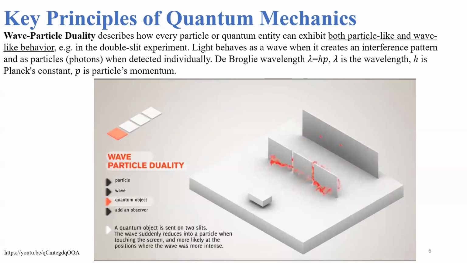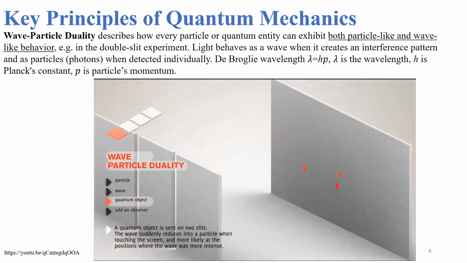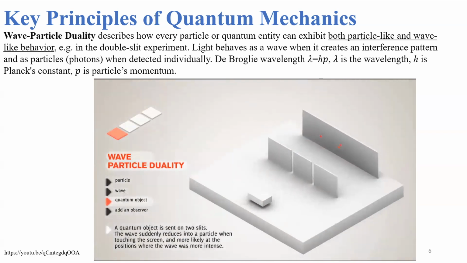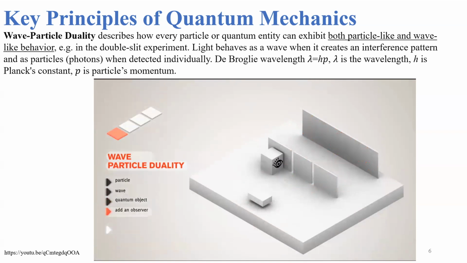A quantum object is sent through two slits. The wave suddenly collapses into a particle when touching the screen. You see it has some sort of both particle and wave-like features. Now, if someone measures through which slit the wave goes, then the wave suddenly reduces or collapses and goes through only one of the two slits.